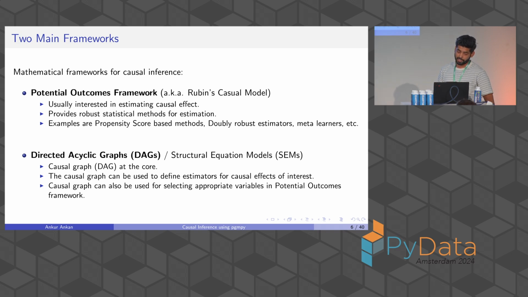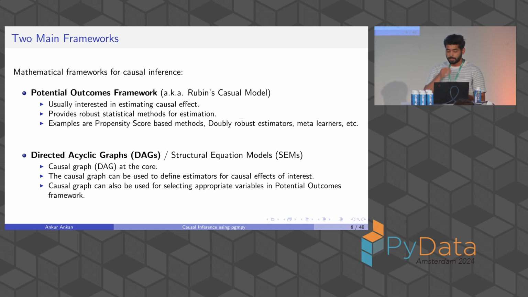So mathematically speaking, there are two main frameworks where we do causal inference. One is the potential outcomes framework, where we are usually interested in identifying or estimating the causal effect. So how much change in one variable would cause a change in another. So the estimation of this effect. And this framework mostly deals in providing robust statistical methods for doing this estimation. Some of the examples that you might have heard of are propensity score-based methods or doubly robust estimators.